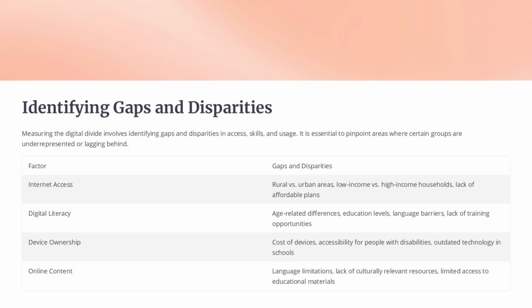Device ownership, cost of devices, accessibility for people with disabilities, and outdated technology in schools. Online content, language limitations, lack of culturally relevant resources, and limited access to educational materials. Understanding these gaps is the first step towards addressing the digital divide and ensuring more equitable access and participation.